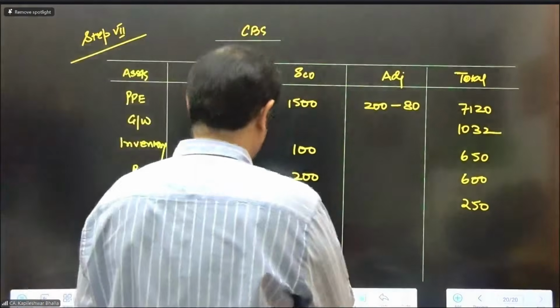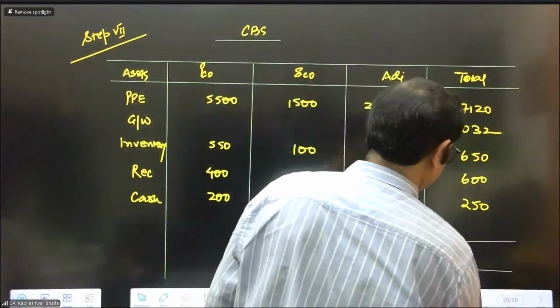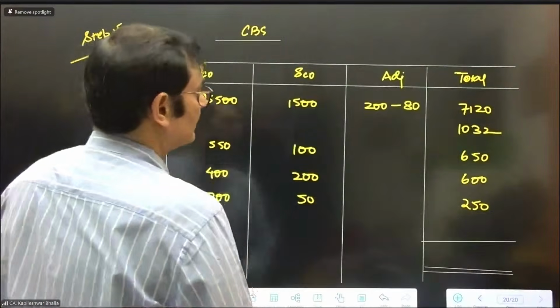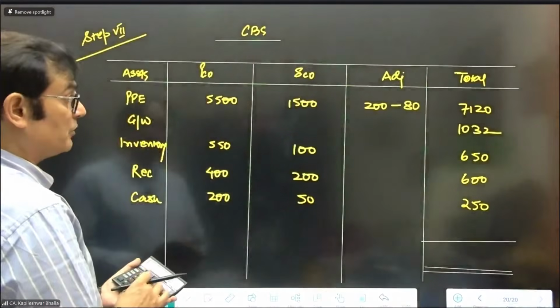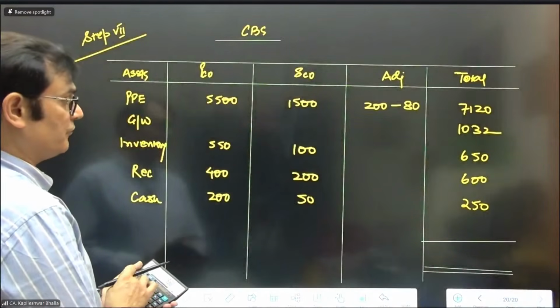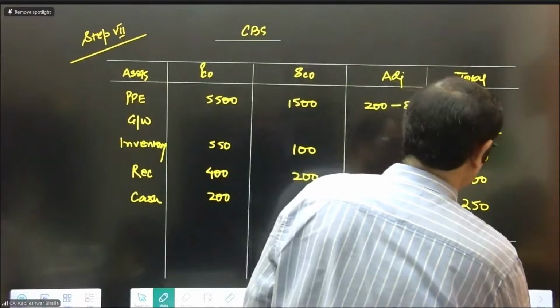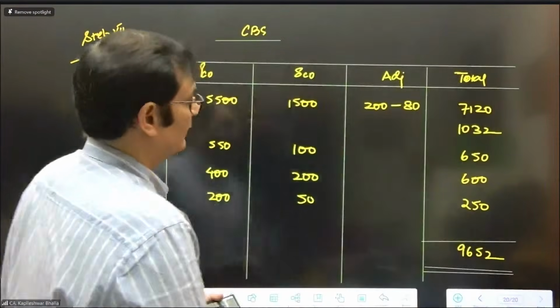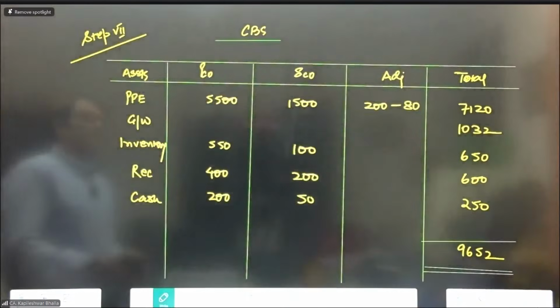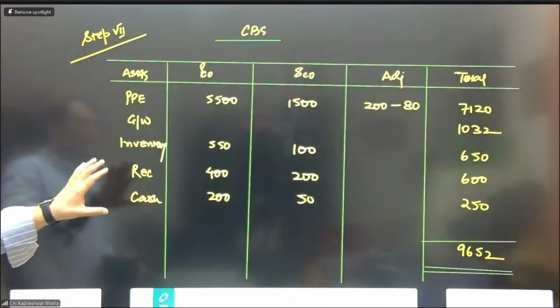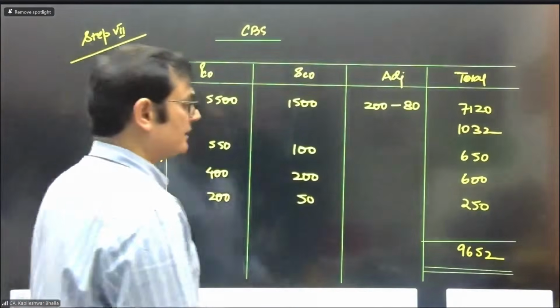So we can get the sum total of the asset side: 7,120, 1,032, 650. This comes to 9,652. Right, so that is the asset side of the balance sheet. Now let's focus on the liability side of the balance sheet. Same formatting.